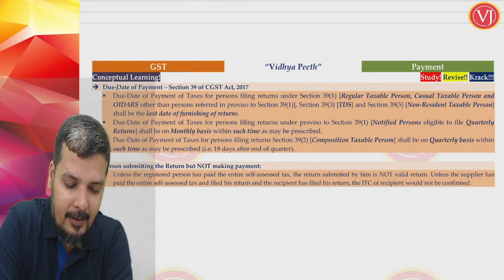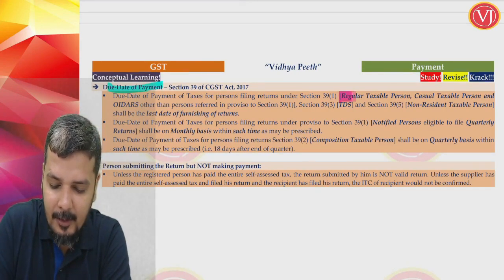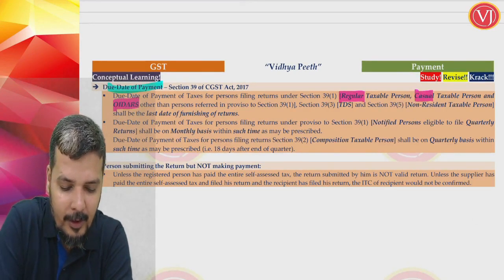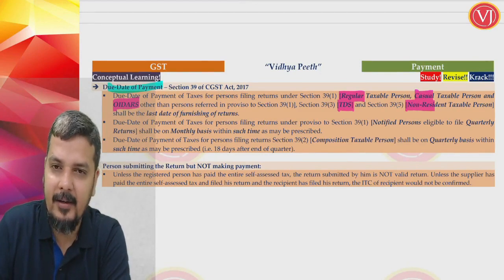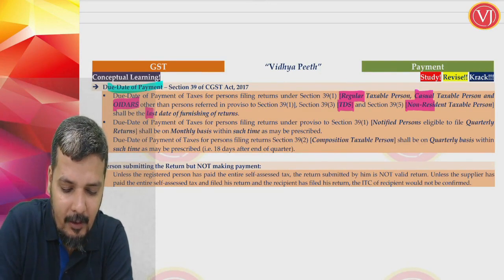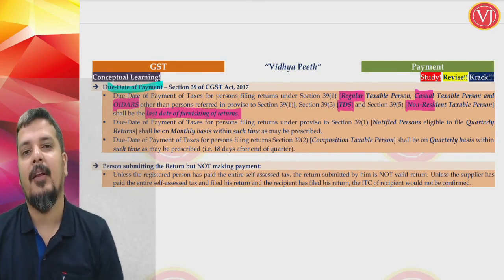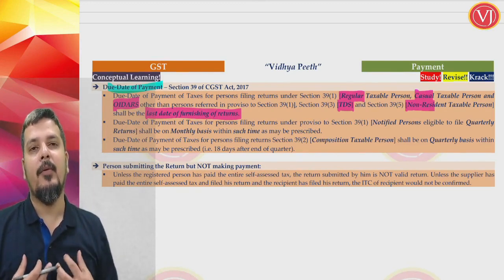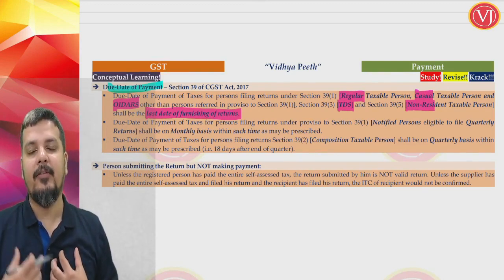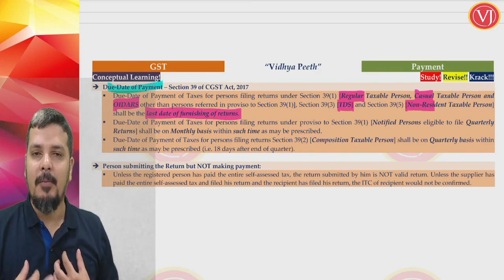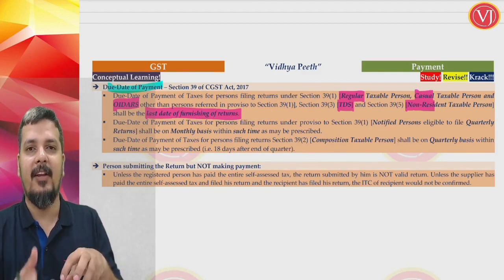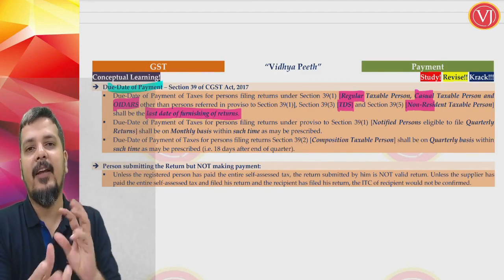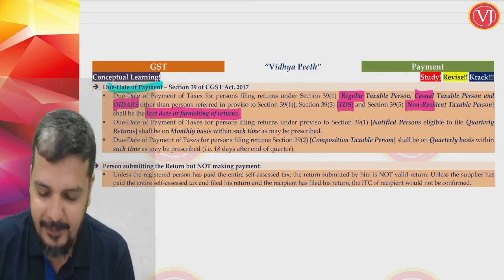So whether you are talking about your regular taxable person, or your casual taxable person, or OIDAR or TDS or NRTP, etc., what are they telling? It is whatever is your due date of return filing, that is your due date of payment. If I am a regular taxable person, my due date of April month return is 20th of May. So on or before 20th of May, I have to make the payment and file the return. So my due date of payment as well as due date of return filing is exactly the same, 20th of May. So that is basically the first point.